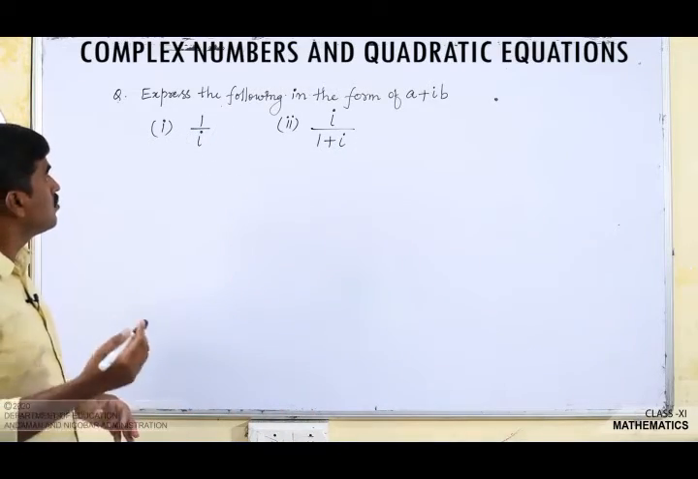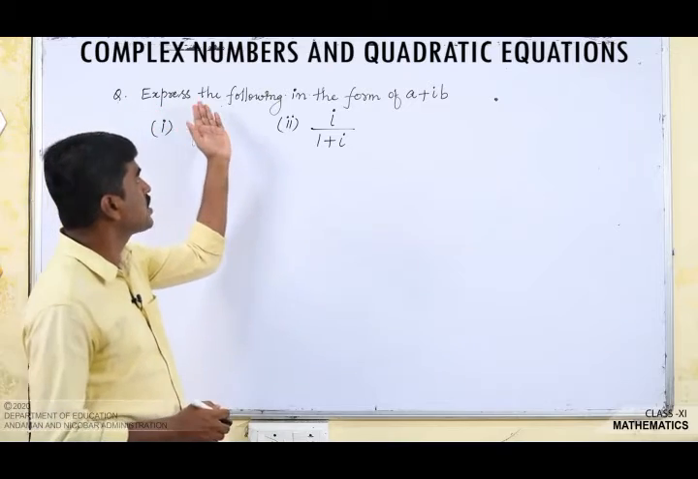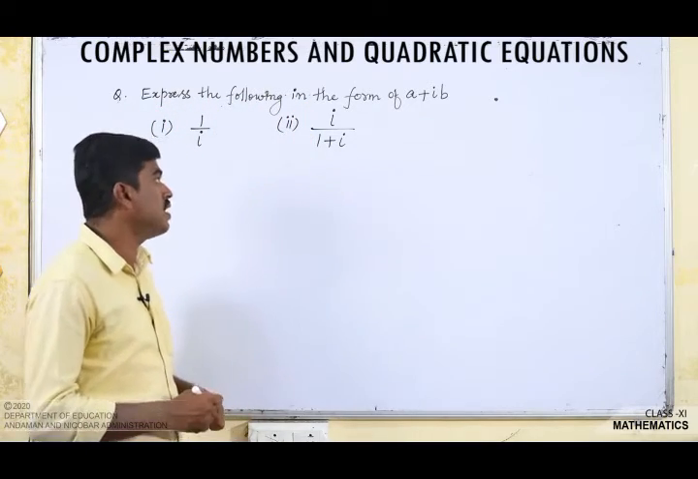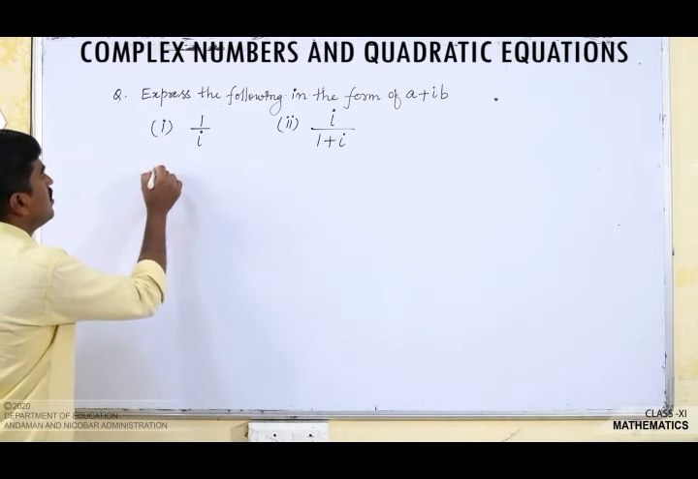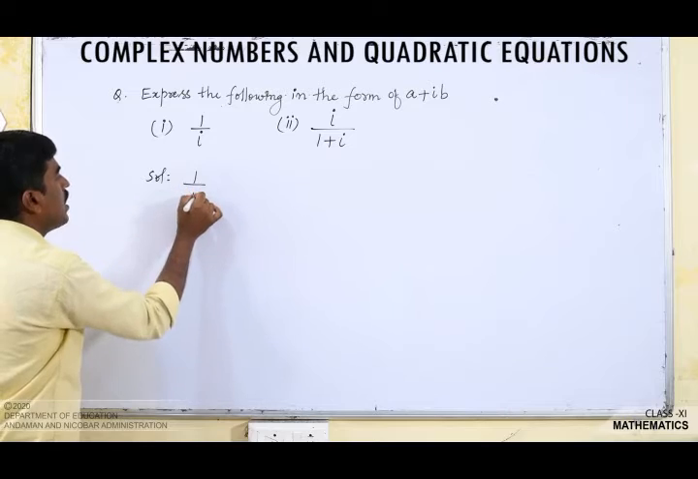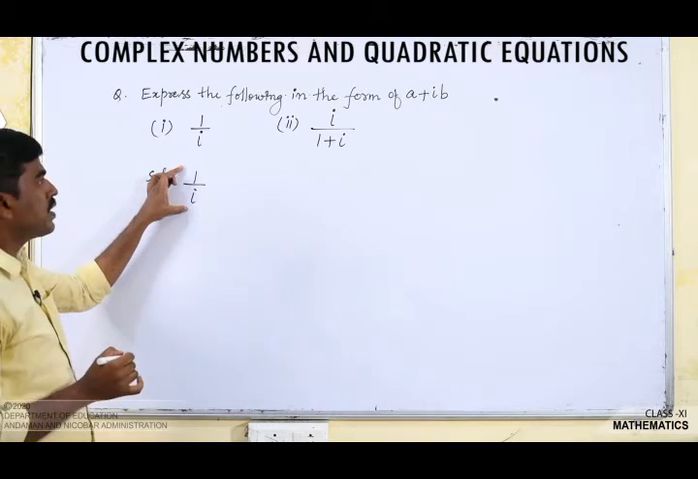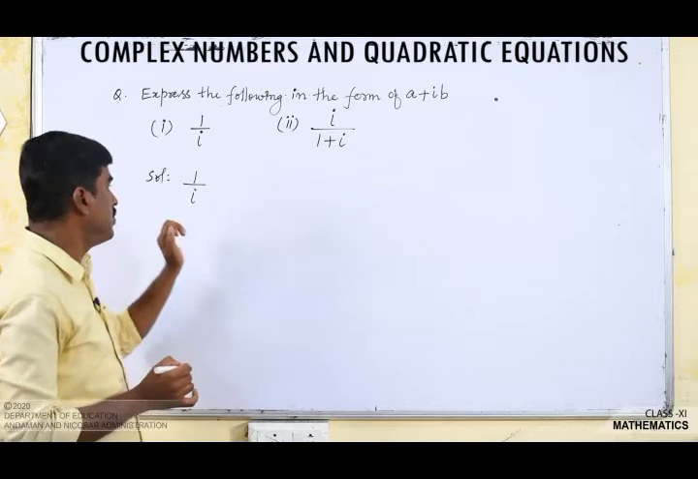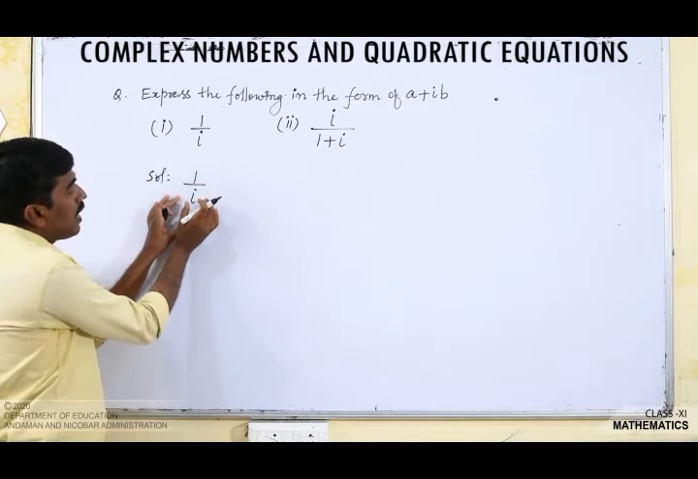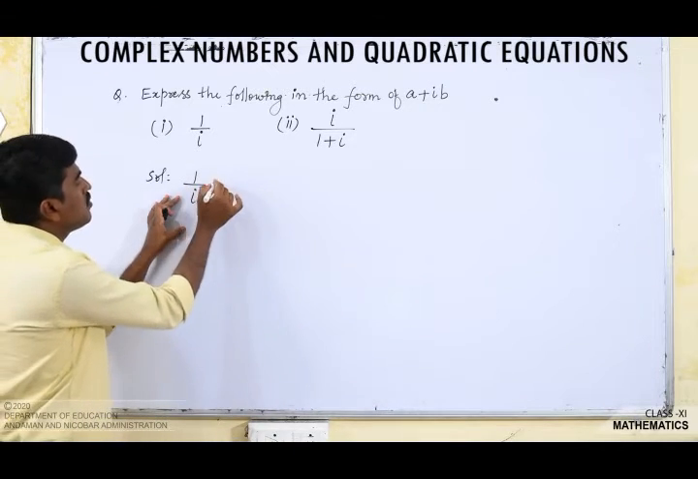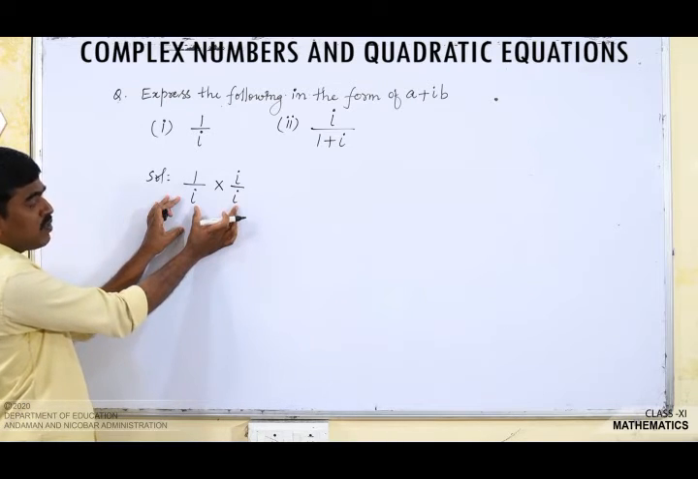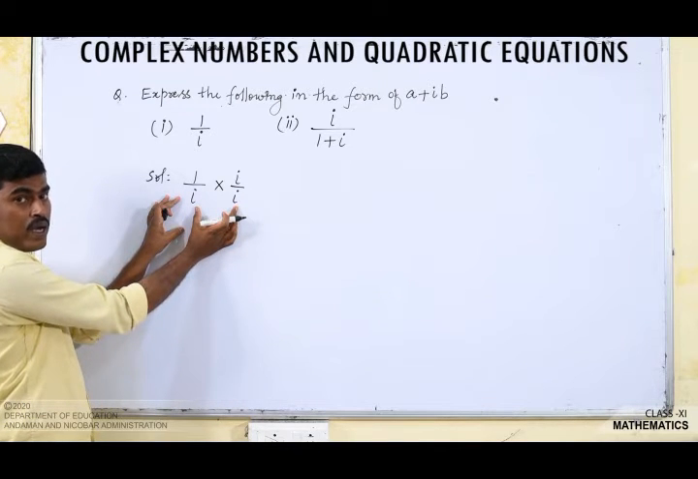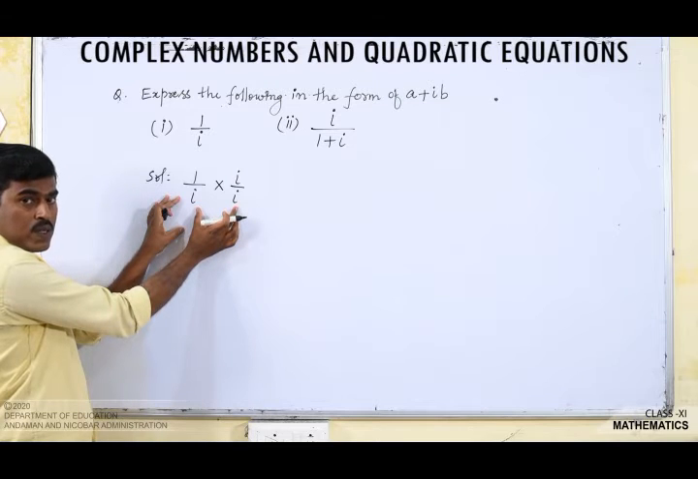Okay. Now let us take some more questions of the same type, that is, express the following in the form of a plus ib. Here the first one is 1 by i, 1 upon i. Solution: this 1 upon i is given. Now we have to express this complex number in the form of a plus ib. Now here i is in the denominator, so to make it in the standard form, we have to multiply and divide it by i, so that in the denominator we will get i square. So there will be no i in the denominator then, that is, i square is equal to minus 1.